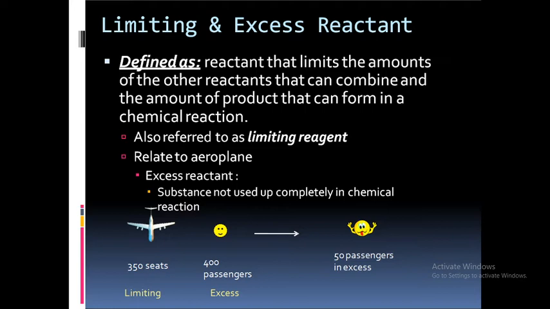Limiting and excess reactants, we will discuss with one real-time example like an aeroplane. In an aeroplane, the limitation of seats is 350. But if there are 400 passengers, 50 passengers are in excess. Are you clear? 350 seats, that is limiting. 400 passengers, excess. Why? Because the 350 seats are limiting, meaning only 350 are allowed. So 50 is the excess value. This is the excess reactant.